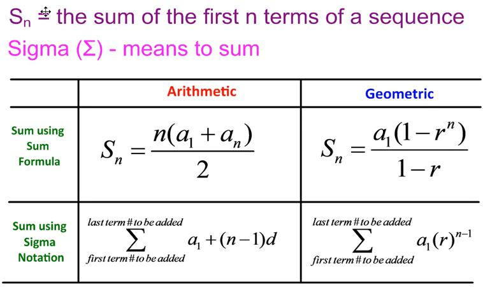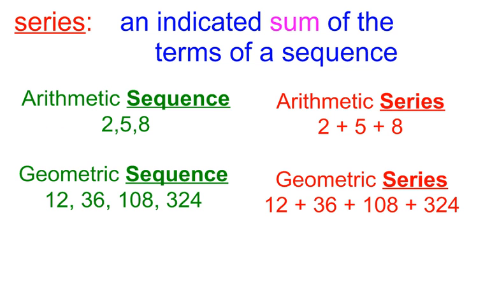In this lesson, we're going to talk about the sum of different sequences. So you can see on the top of your notes, you have the arithmetic and geometric sequence, and what it means to be a sum. Let me see, I might be off a page here. There we go. So the series is an indicated sum of the terms of the sequence.